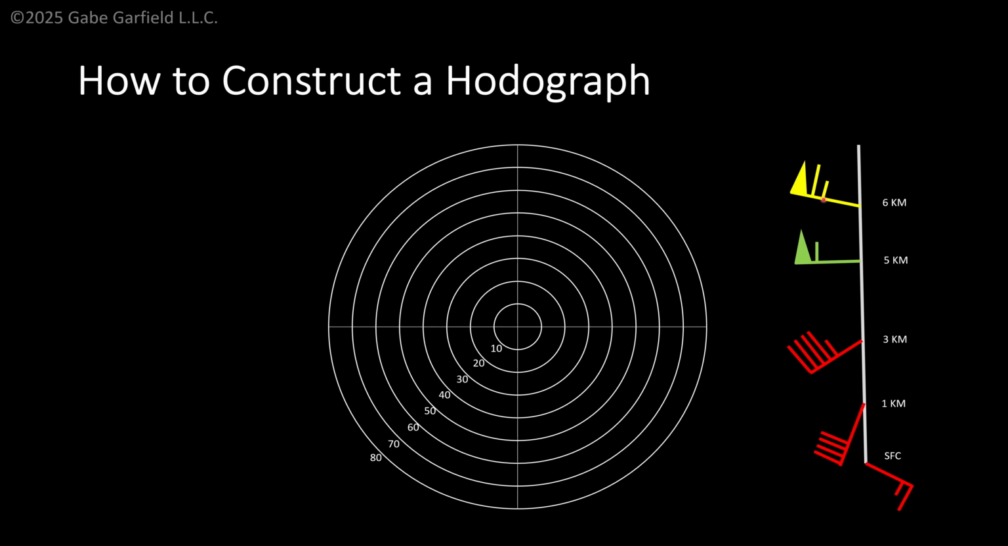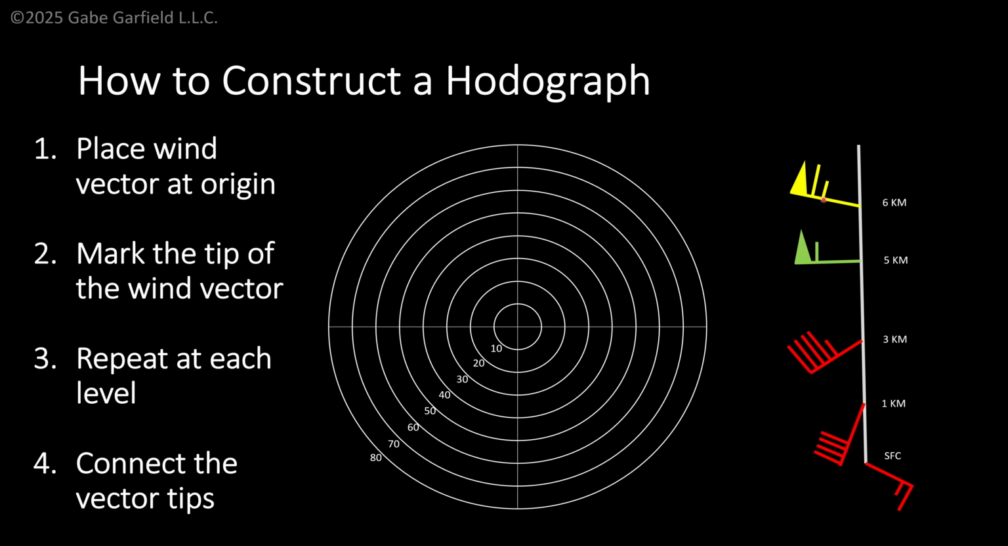Okay. And now we're ready to plot the hodograph. So here's how you do it. First, you want to place the wind vector at the origin. So the tail of the arrow needs to be at the origin, and then we're going to mark the tip of the wind vector. So let's do the surface, for example. In this case, the tail of the wind vector starts at the origin of the coordinate system, and we're pointing it in the direction the wind is going. In this case, it's going to the northwest, and we mark that point about 15 knots from the center. So you see the 10 knot ring here. It's about halfway in between the 10 knot and the 20 knot ring. Okay. And it's a surface wind.